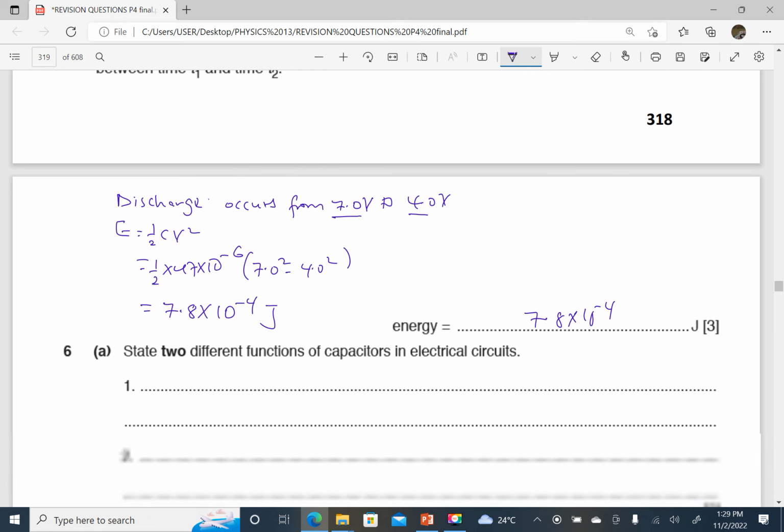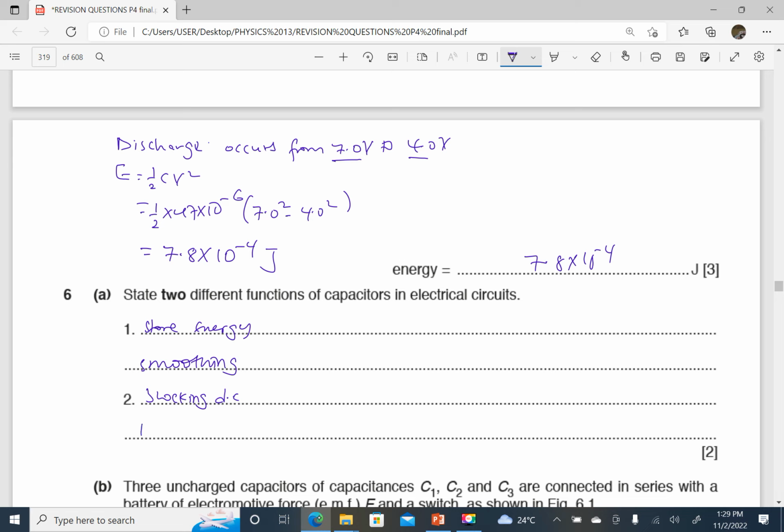State two different functions of capacitors in electrical circuits. We have now mentioned these ones. Talk about storing energy. Capacitor stores energy. Talk about smoothing. Capacitors are used in smoothing. Talk about blocking direct current. Capacitors are used to block DC. Talk about timing or producing time delays.